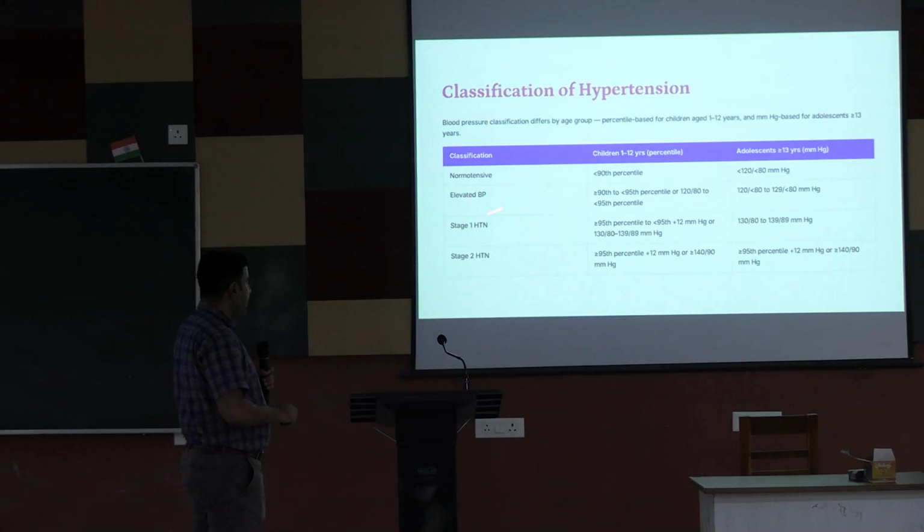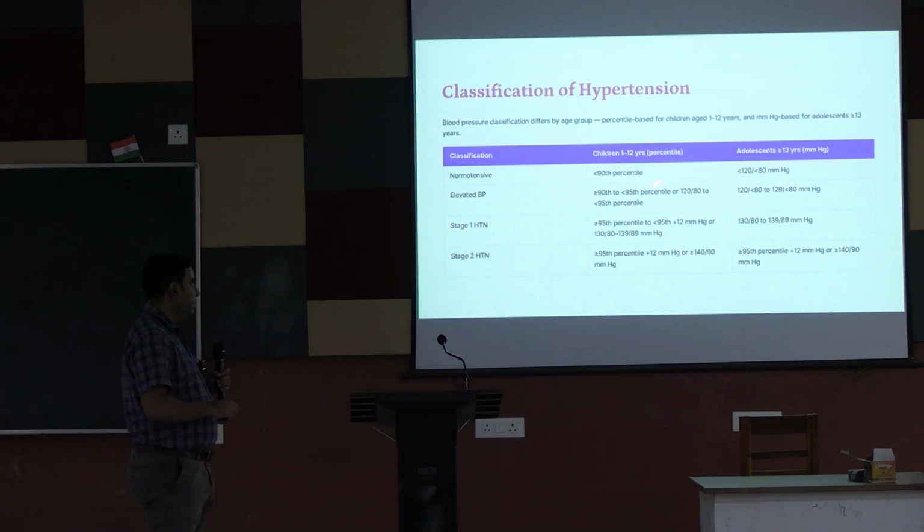When we will call it an elevated BP, if the BP of that child falls between 90 to 95th percentile of the age and sex. Okay. And if it is adolescence, then systolic is 120 to 129, and diastolic is less than 80. Stage 1 hypertension: 90 to 95th is elevated BP, more than 95th percentile is stage 1 hypertension.